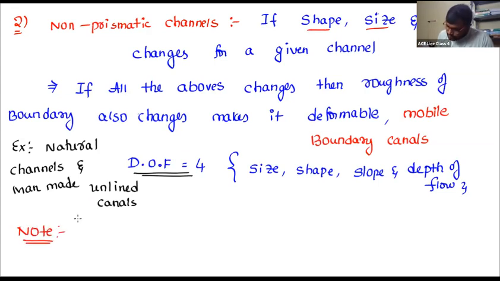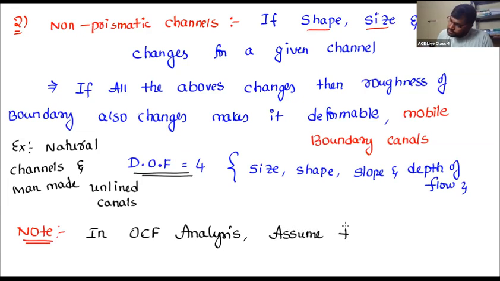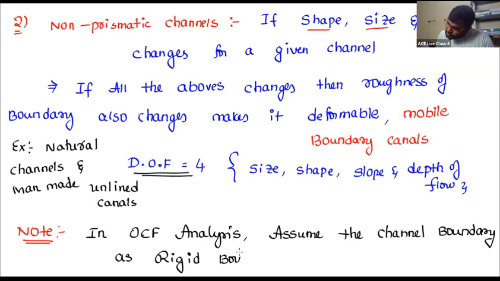Note point: in OCF analysis, assume the channel boundary as rigid boundary canals. If I say rigid boundary canals, then definitely it is going to be prismatic. If I say rigid boundary, then definitely it is going to be prismatic. Okay, I hope you understood this.